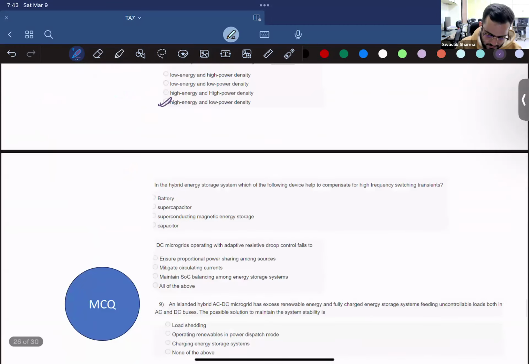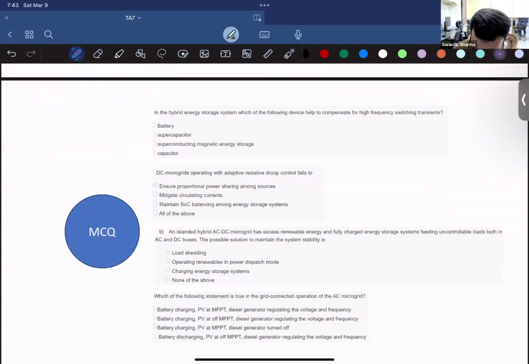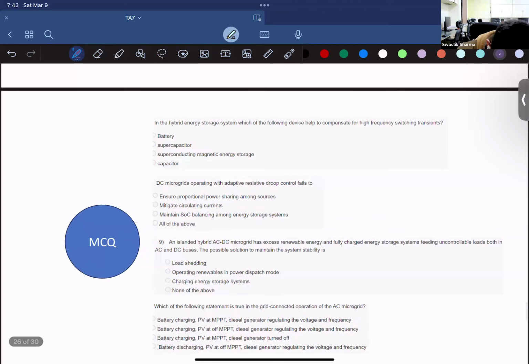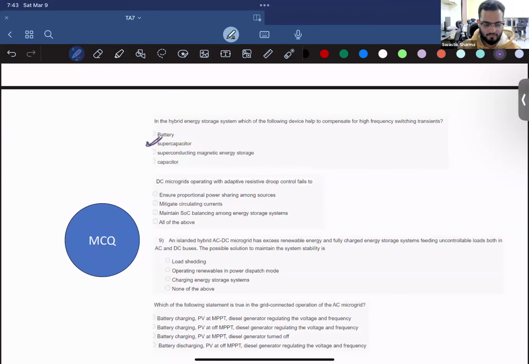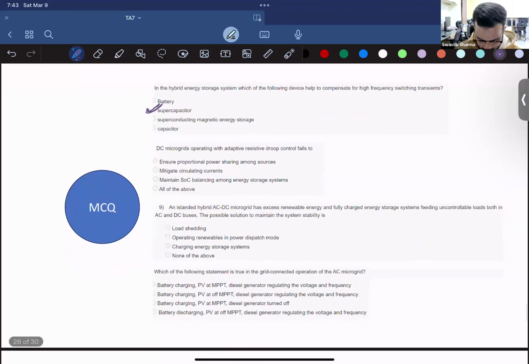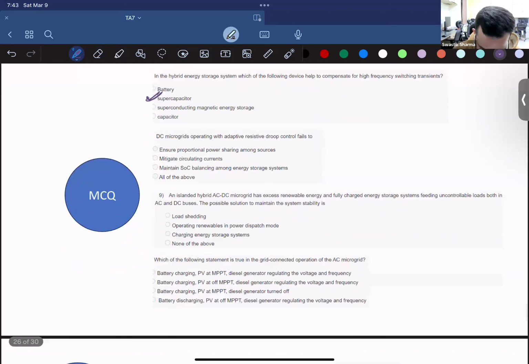Next, in the hybrid energy storage system, which of the following device helps to compensate for high frequency switching transients? So ultra capacitor and supercapacitor are the same thing, right? So don't get confused. I already gave the answer. So the answer is B, right? Can you give me any signal? Yes. Next, DC microgrids operating with adaptive resistive droop control fails to do what?